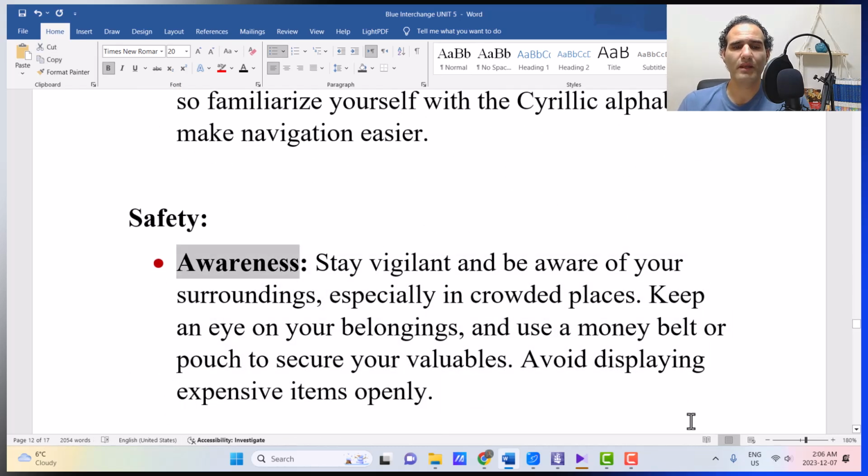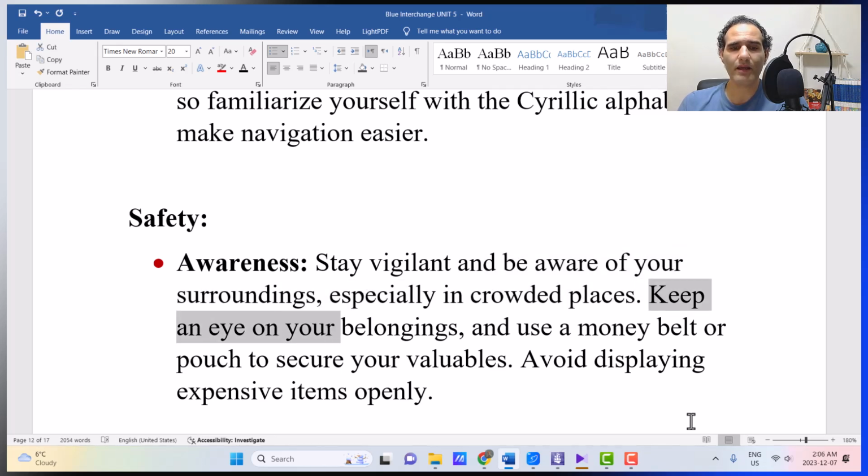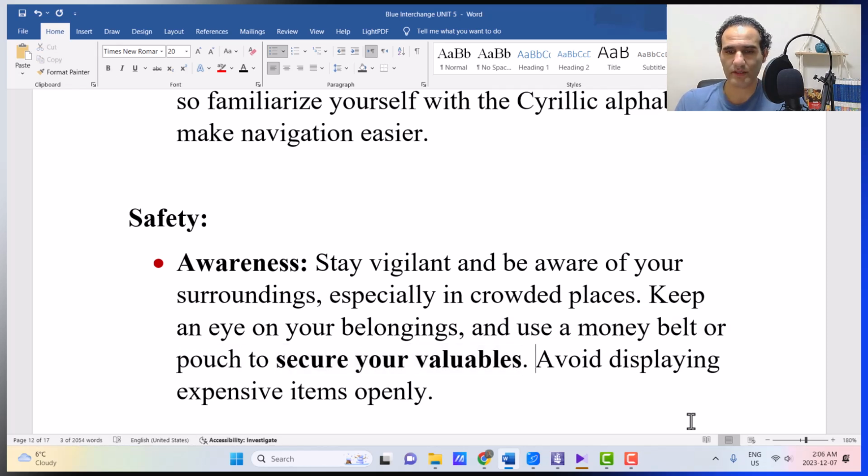Safety awareness. Stay vigilant, careful, and be aware of your surroundings, especially in crowded places. Keep an eye on your belongings and use a money belt or pouch, like a bag that you wear, to secure your valuables. Beautiful phrase. Avoid displaying expensive items openly.